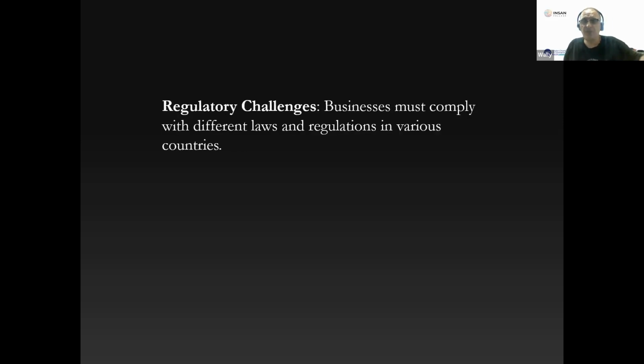Regulatory challenges. What do I mean by regulatory challenges? Government regulation. In different global economies, you will have regulatory challenges which will stop you from expanding and selling your products or services there. Let's take Singapore and the Philippines. In the Philippines, I can buy an electronic cigarette and tobacco. In Singapore, those devices are illegal.